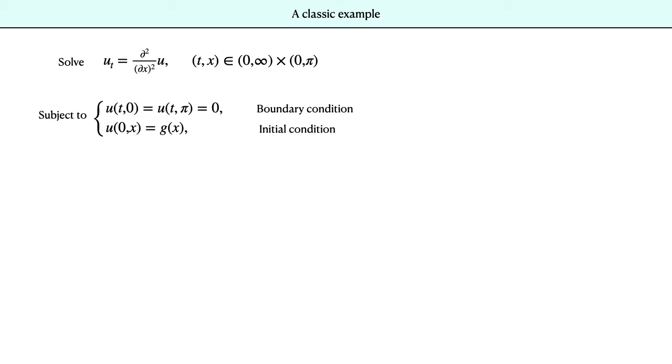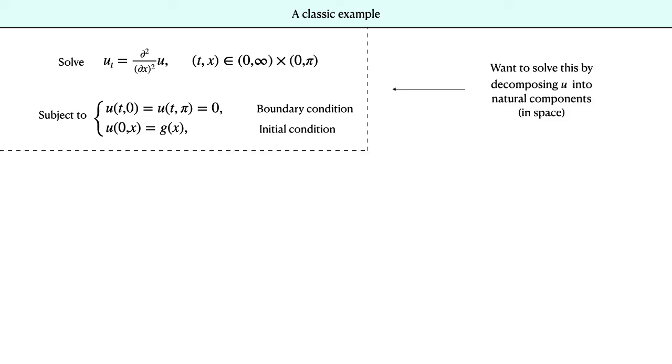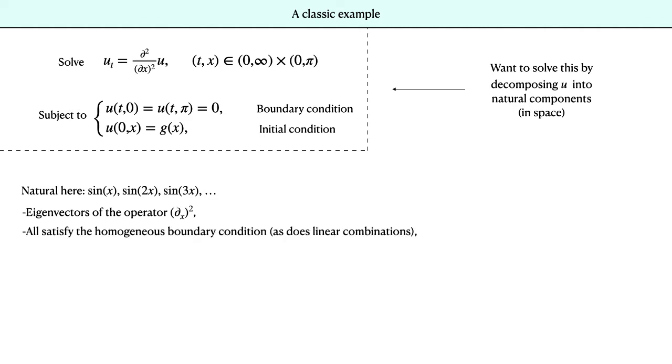But the idea of spectral methods is to break the solution up into natural components. And the natural components used here are sin x, sin 2x, sin 3x, etc. The reason it is convenient to use sine functions is because they are eigenfunctions of the double derivative, and because they all satisfy the boundary conditions. They all vanish at x equal to 0 and x equal to pi.